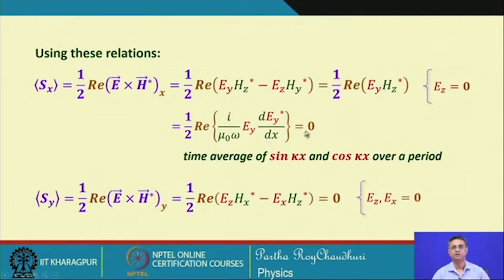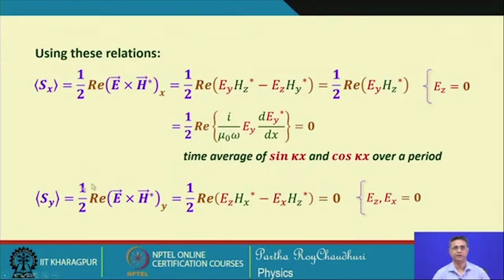so this equation, but this is equal to 0, because if I substitute for E y for the symmetric TE mode, it is a cosine kappa x, and the derivative of this will give you sin kappa x. The product of this, time averaged over a period, will become always 0. Time average of sin x and cosine x over a period is 0, and vice versa. If you take the antisymmetric mode, then the sine function after the derivative will become a cosine, and this will lead to the same consequence, that is this quantity will become equal to 0. That means there is no power flow along the x direction of the waveguide.